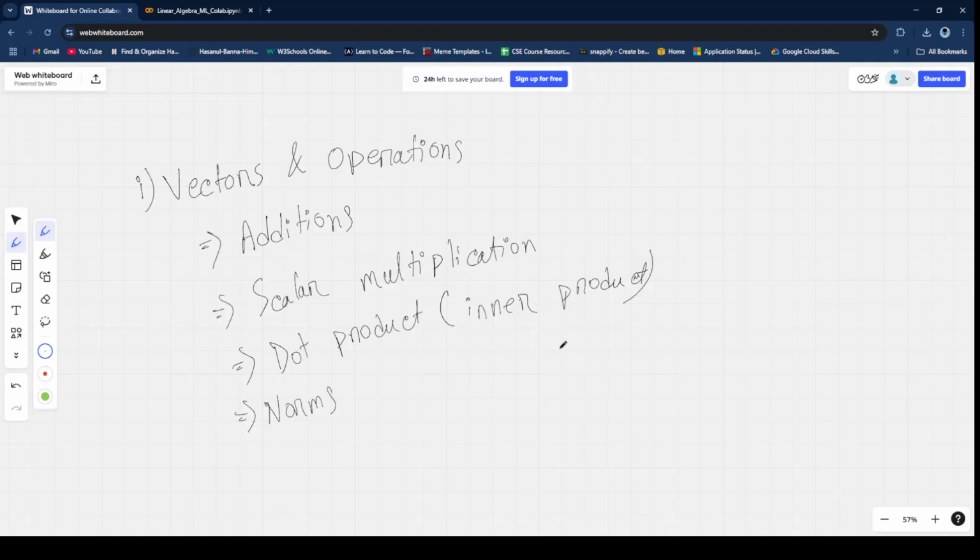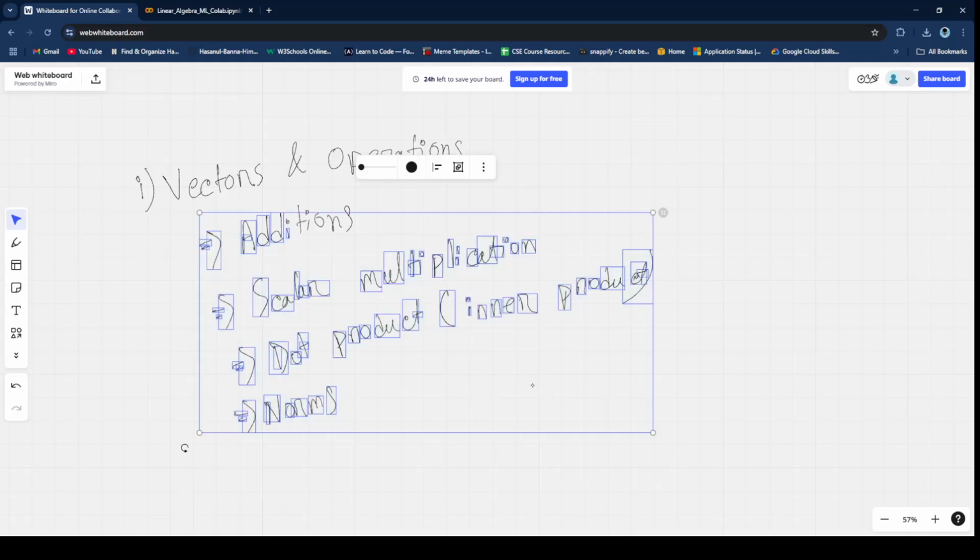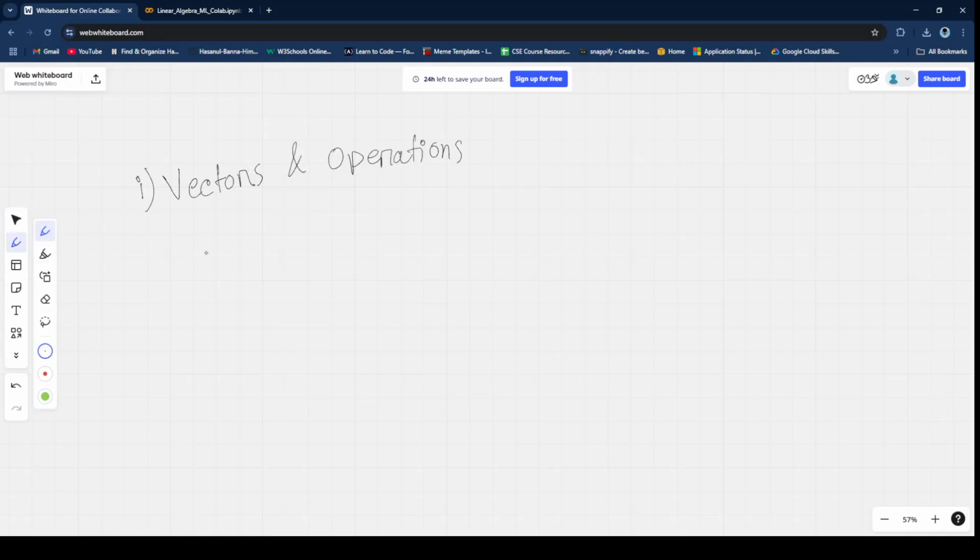Okay, so now if we start, let's say, with vector addition. Vector addition is something like matrix addition, which we will also be covering in the next few minutes. Let's assume we have two vectors, vector A and vector B. Let's imagine our vector A has A1 and A2, and the B vector has B1 and B2.